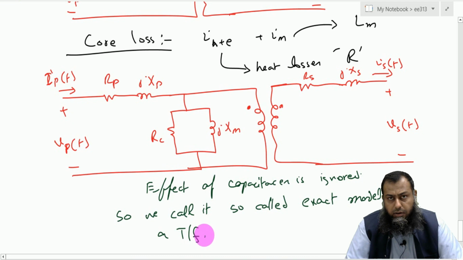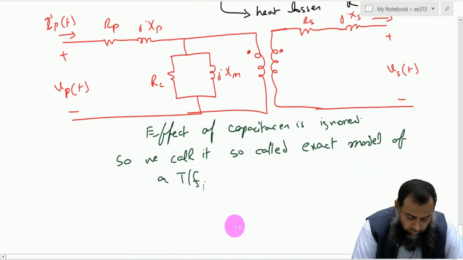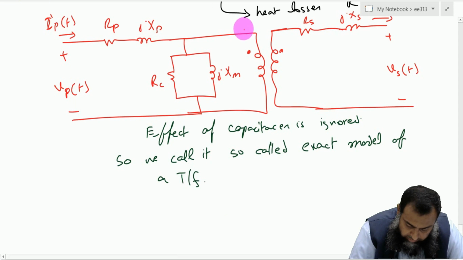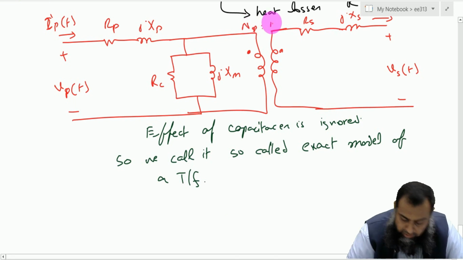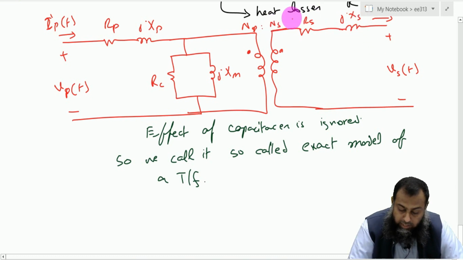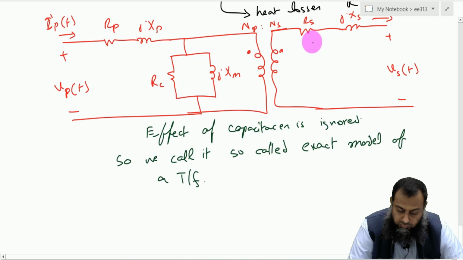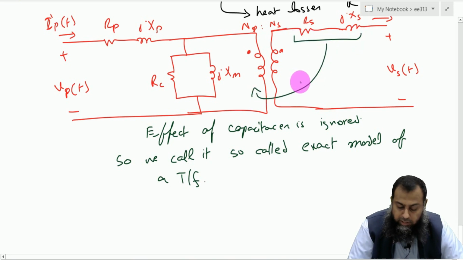So-called exact model of a transformer, right? Now, as you can see here, we have this number of turns NP here, and we have number of turns NS here. One way of further simplifying the circuit is to bring all these secondary elements onto the primary side. And in an earlier lecture, we have seen that if we want to transform these resistances onto this primary side, then they are multiplied by a square.